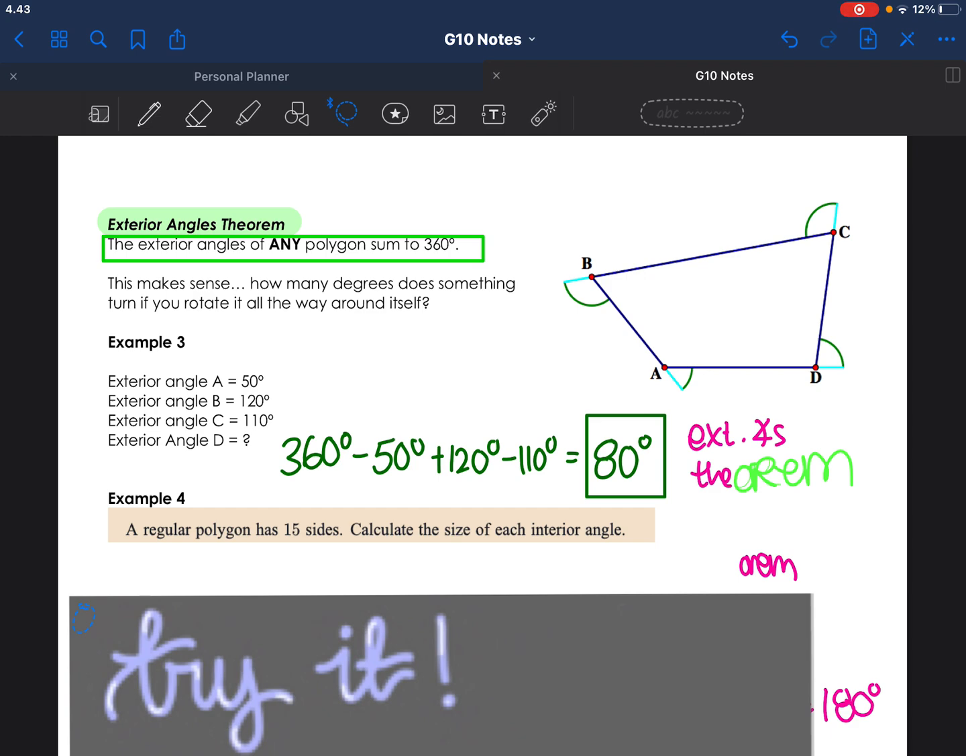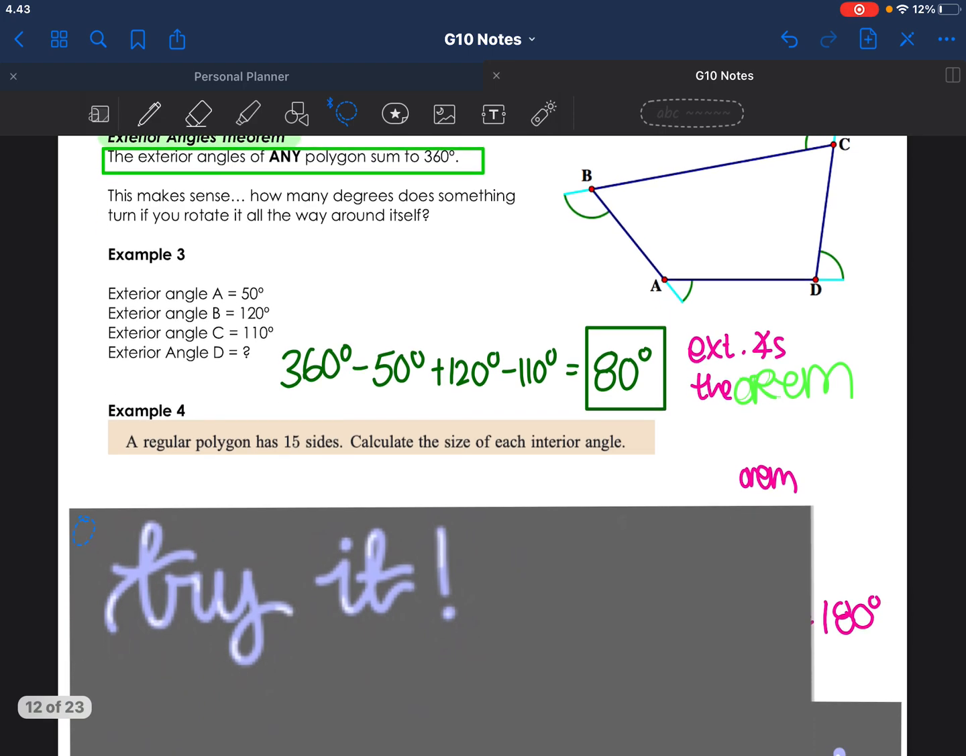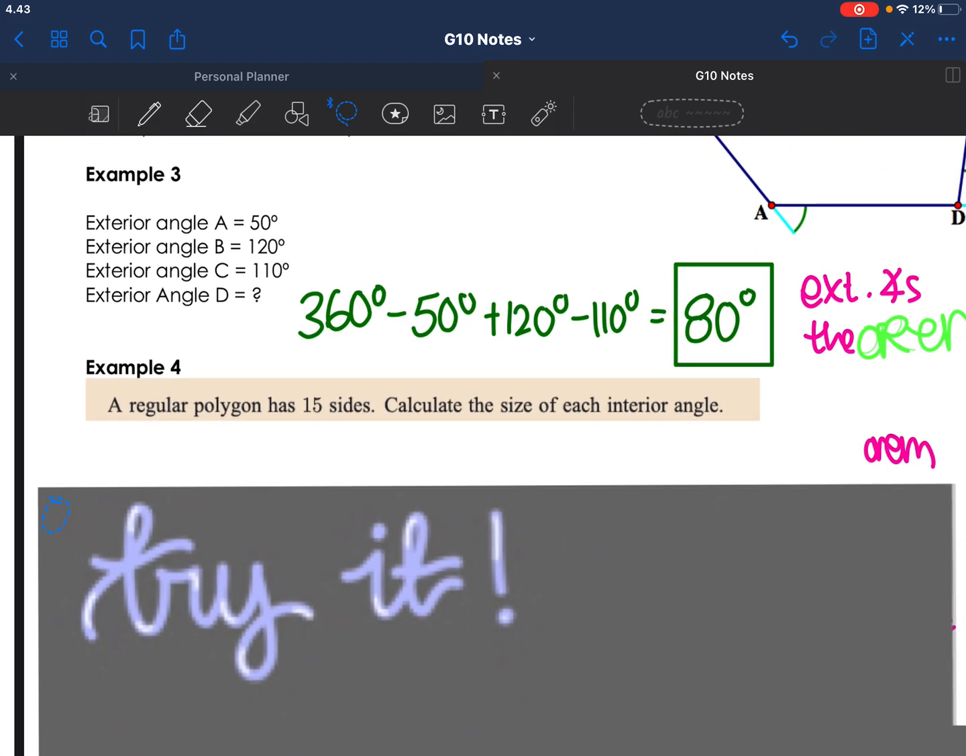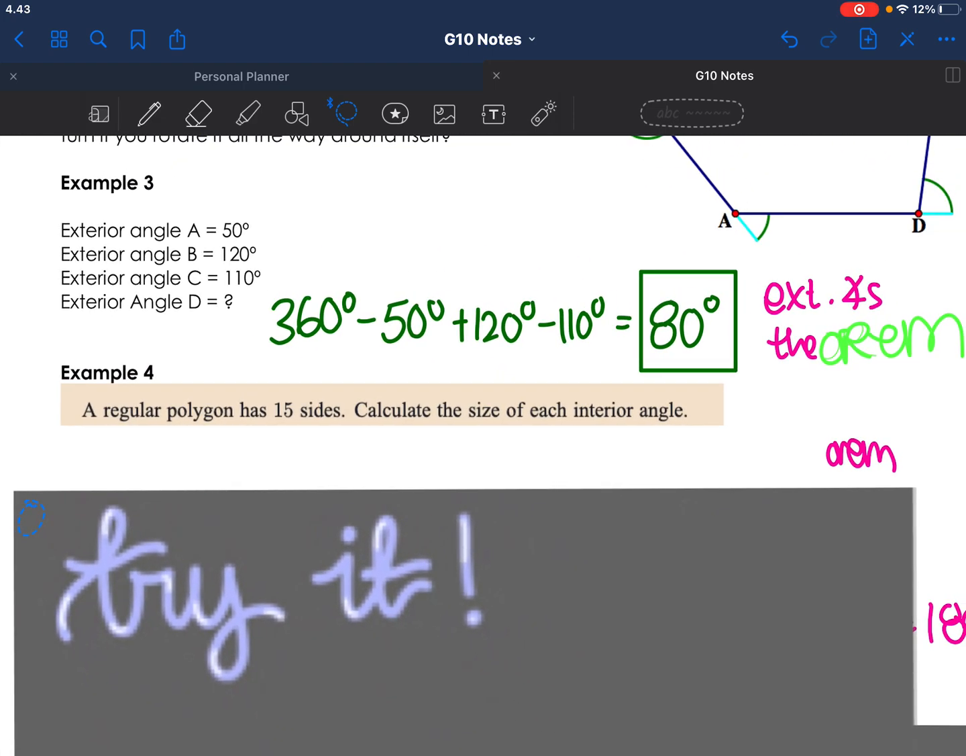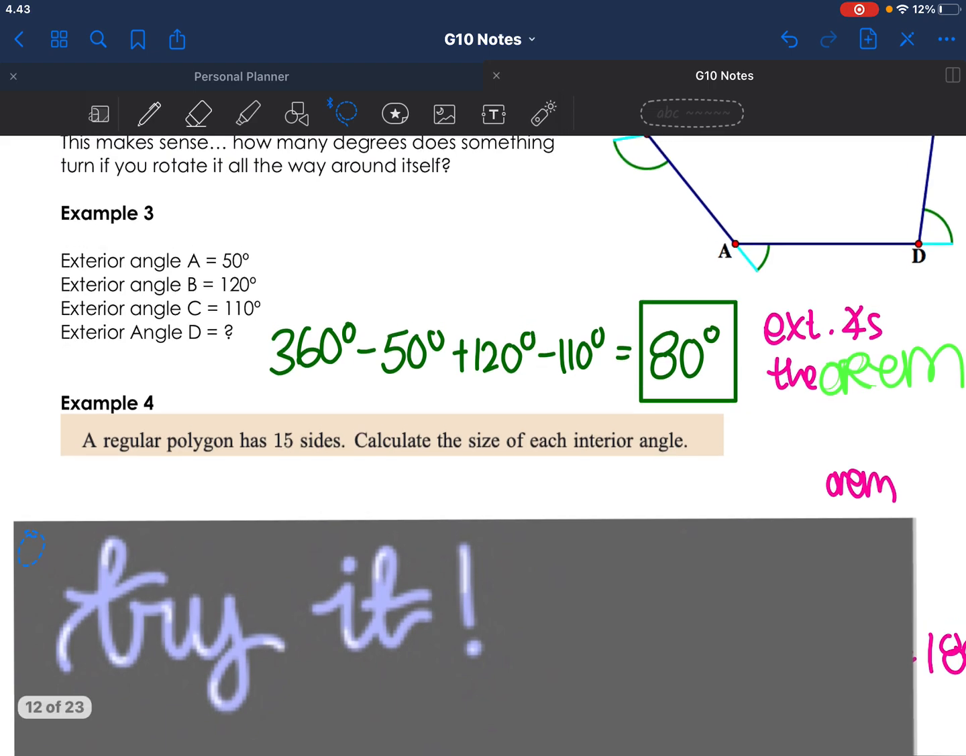Alright, example 4. It says a regular polygon has 15 sides. I don't even know what that's called. If a pentagon is 5-sided, I don't know what 15 sides is. Someone look that up. So calculate the size of each interior angle. So this example here talks about finding the interior angle, but we only know the sides though. That's tricky. So what do you think?